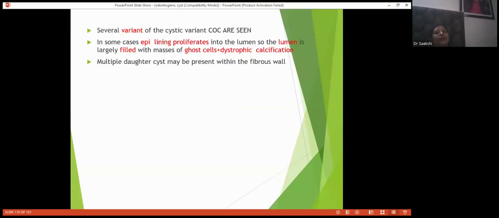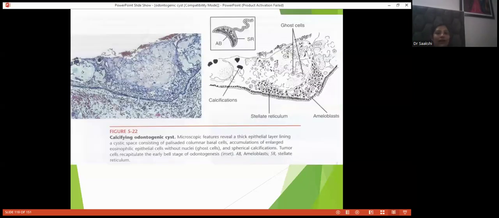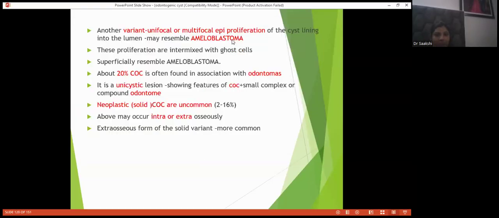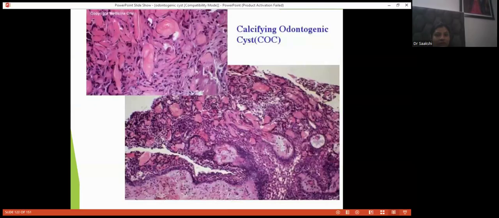In some cases, the epithelial lining proliferates into the lumen, so the lumen is largely filled with ghost cells plus dystrophic calcification. Multiple daughter cysts may be present within the fibrous wall, as you can see in this picture. Here there are a lot of fibrous walls present. So this is a histological picture of COC. Look here, these are the ghost cells. They retain only a nuclear outline, nothing else.